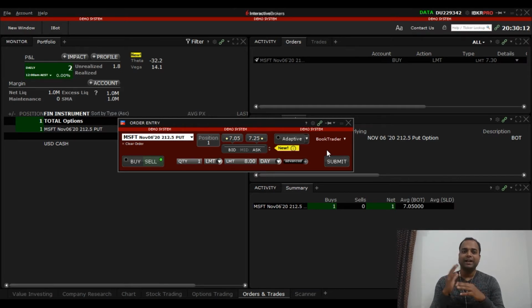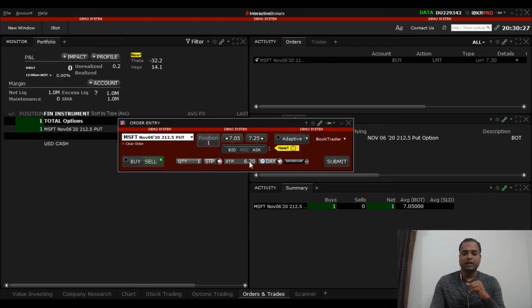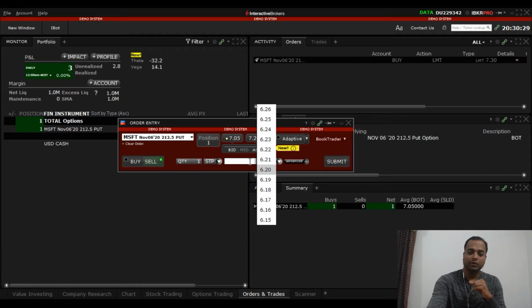So if you bought at 100 rupees or $100 and you don't want losses of more than $10, what you will do is create a stop loss order. So you will change this to STP, which is a stop order, and you will change the price from 6. So let us assume that I bought at 6, okay, and I will place a stop loss order of 5.5.